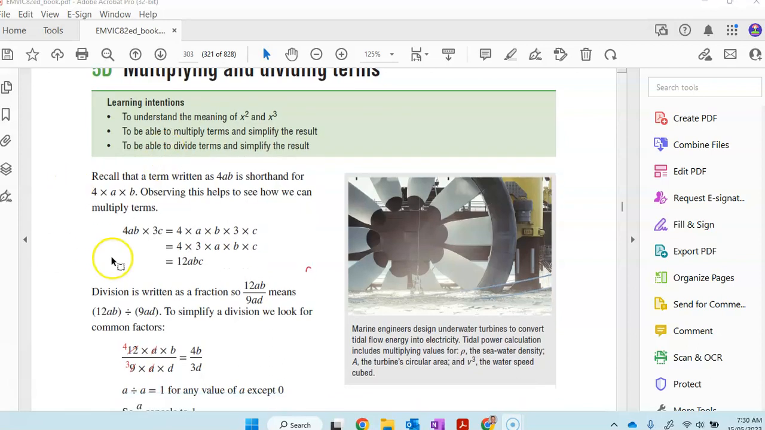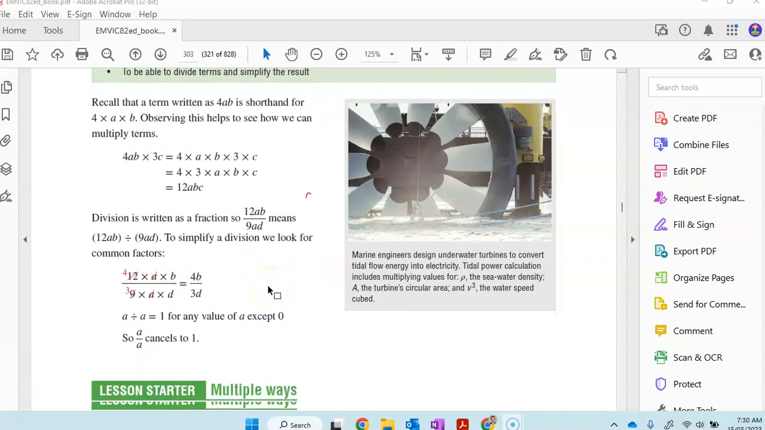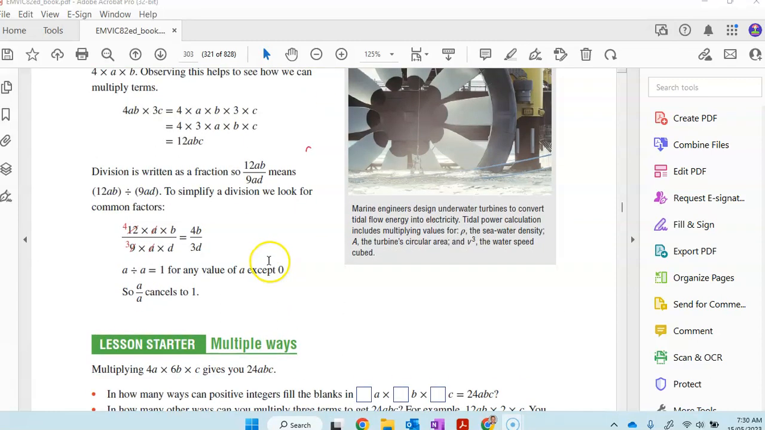And division is written as 12ab over 9ad. And if we were going to reduce that down, we would look at 3 goes into both 9 and 12, it goes 4 times. A goes into itself once, becomes 1. And then b and d don't go into each other, so we're left with 4 times b, which is 4b, over 3d.